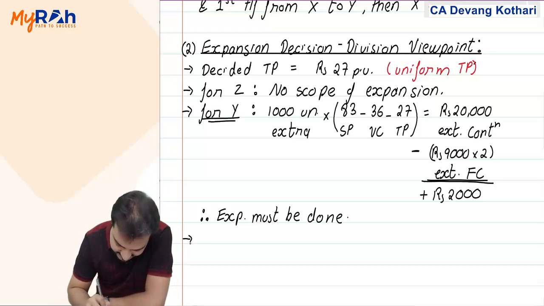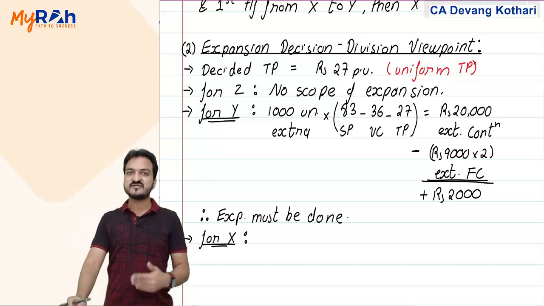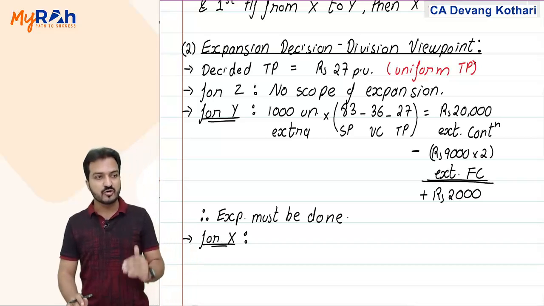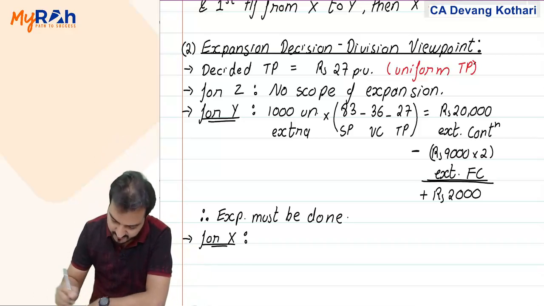And for division X, you notice I am going in reverse order, because X is the supplier. X will supply based on what Y and Z require. For division X, should expansion be done?